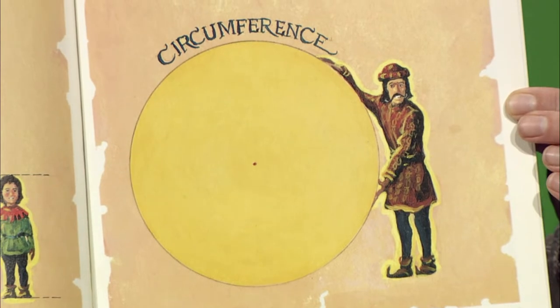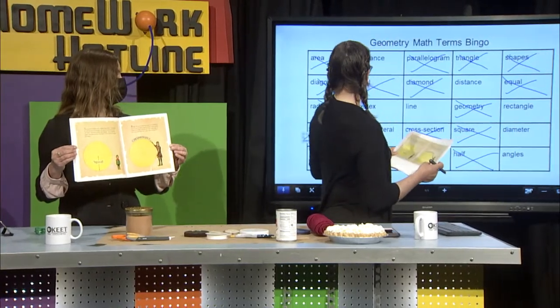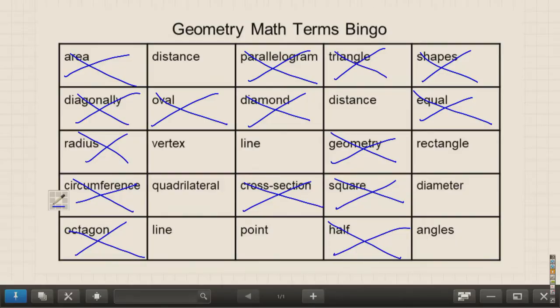I think we have a couple more words in here. We have diameter. We do have diameter. And maybe that's it.